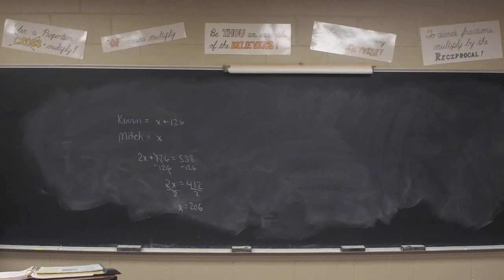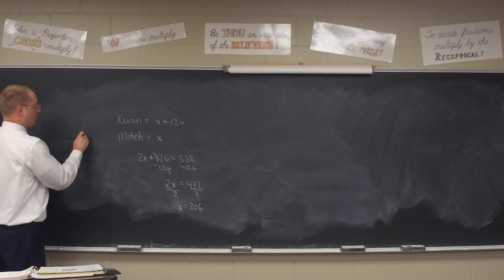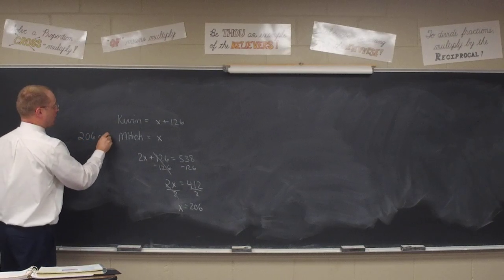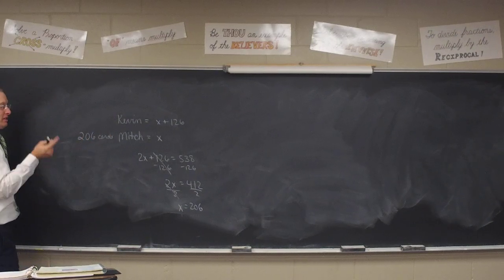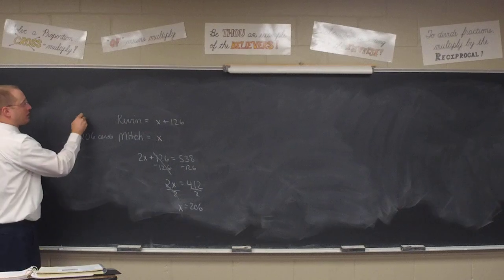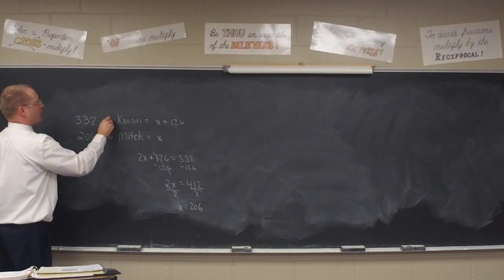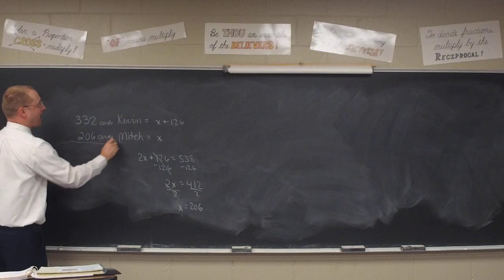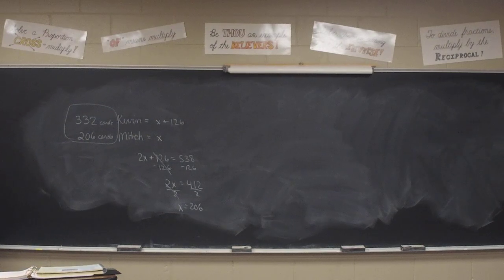Then, who has 206 cards, class? Mitchell has 206 football cards. How many does Kevin have? 332. 332 cards, 126 more than Mitch. How many had those two numbers?